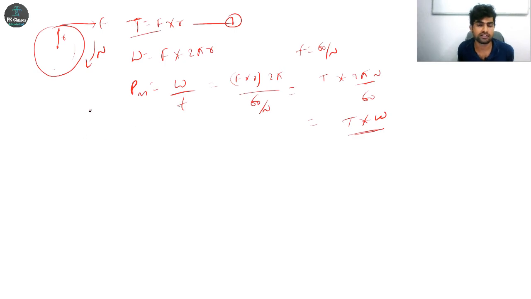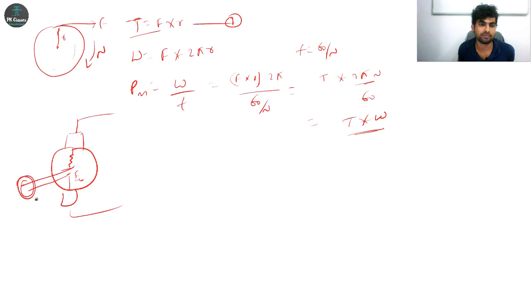See, I'll tell you how to remember. Here there is a rotor, armature conductor. Here Eb will be there. Here there is a shaft connected and this is a mechanical output. Here one mechanical output, here one electrical output. These two are equal, then only we can find torque. So T into omega we got.